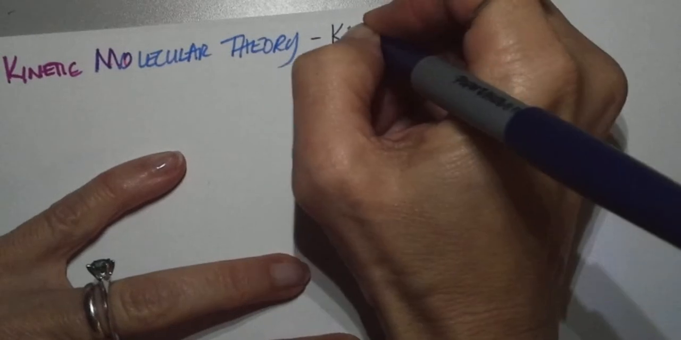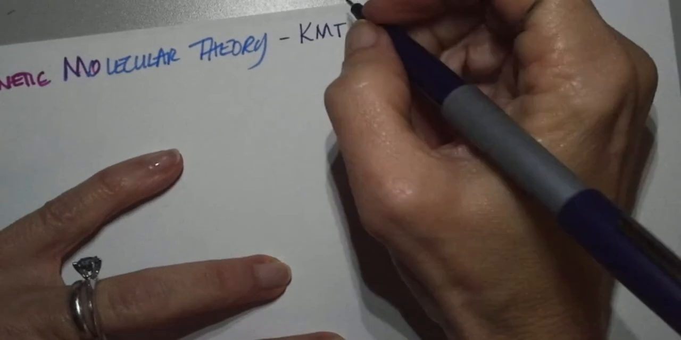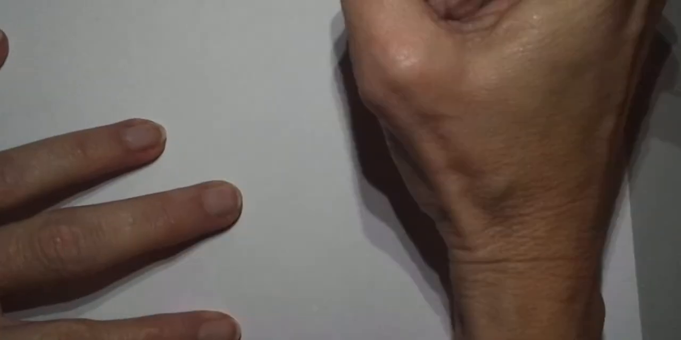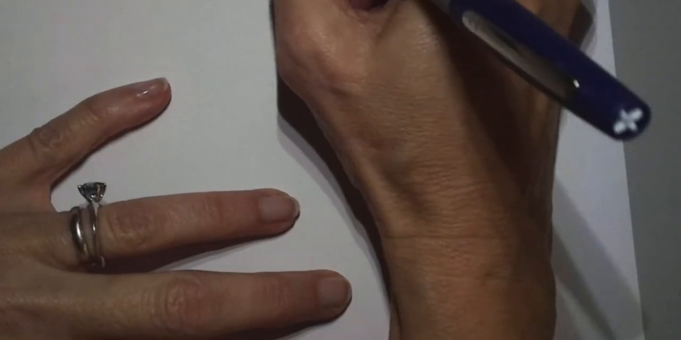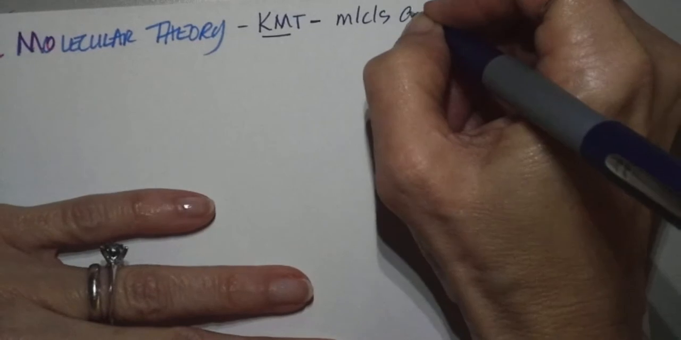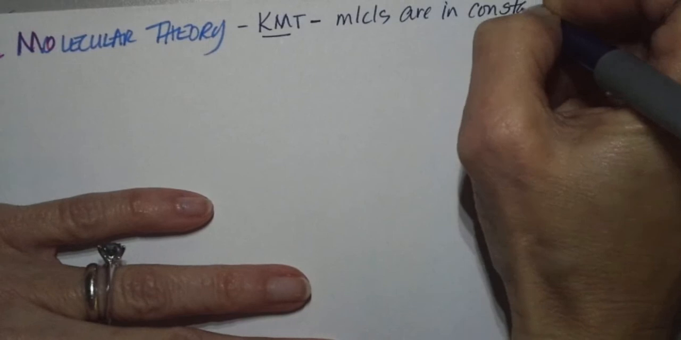Kinetic molecular theory, KMT. Right here. I'm using it like this, vertically. So the kinetic molecular theory says all the molecules are in constant motion. If you can see this, there we go. Molecules are in constant motion. And this motion determines the phase of matter.